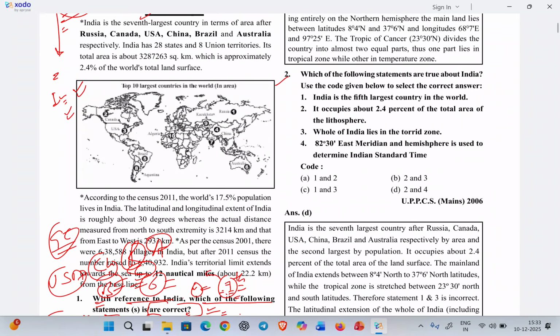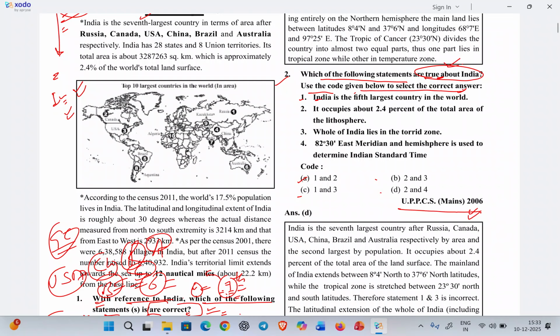See, there is a second question which has been asked in UPPCS Mains 2006. What does it say? Which of the following statements are true about India? So again, we have to focus on what is the demand of the question. We have to remember this: it is asking for true statements, not the false statements. Now use the code given below to select the correct answer. We have to use the following codes 1, 2, 3, 4. The A, B, C, D are the codes, and we have to find out which is the correct answer for this question, right? Let's see.